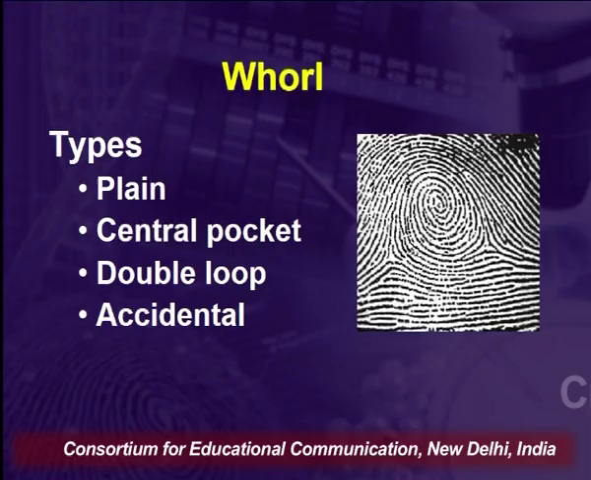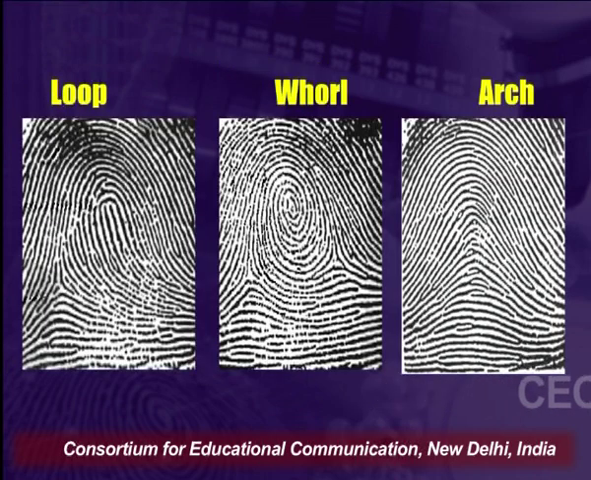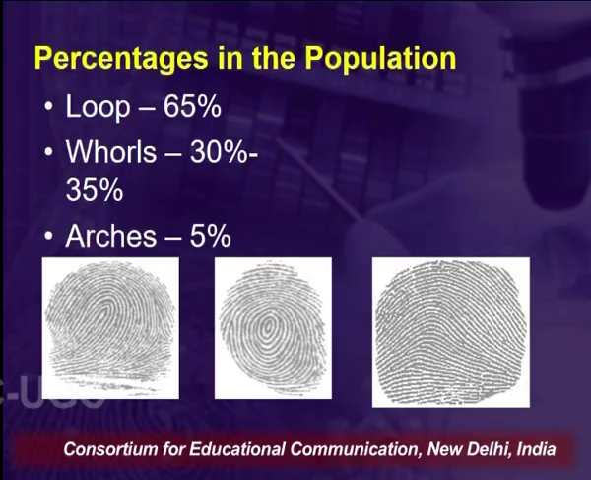The accidental pattern is a combination of different types of whorls, where we have plain plus central pocket, or central pocket plus double loop, or plain loop. So, the loop, whorls and arches are the three patterns which are present in the world population. The maximum percentage of people in the world, about 65%, have loop patterns, 30 to 35% have whorl patterns, and 5% have arches. Arches are the lowest pattern found in the world population.